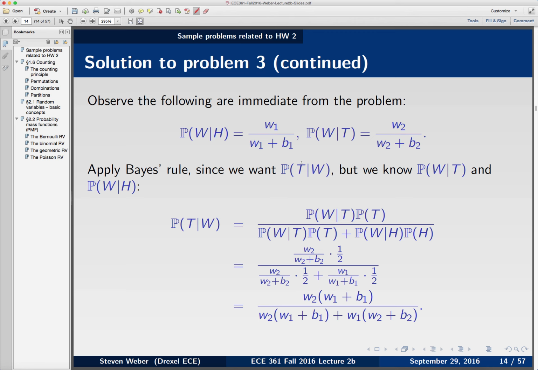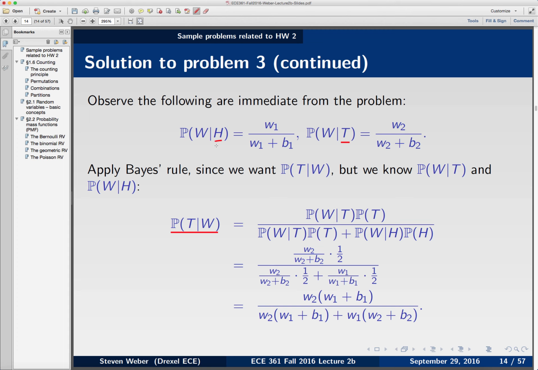Again, as in the previous problem, we're interested in a certain quantity, in this case, probability of T given W, but it's not immediate how to deduce the probability of tails given that a white ball was produced. On the other hand, given that we're told which coin face was showing, H or T, it's immediate from the given data of the problem how to conclude the probability of W given H.